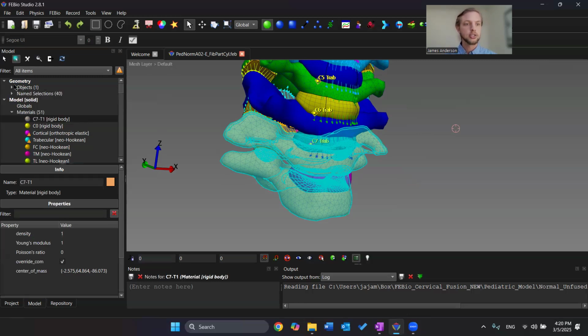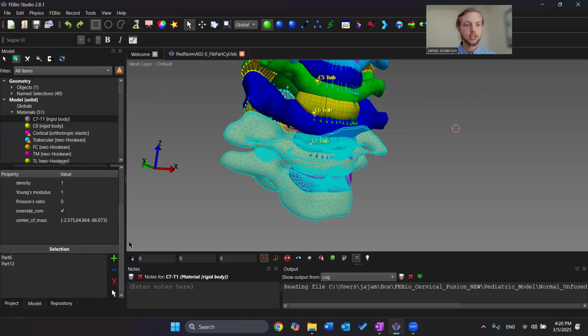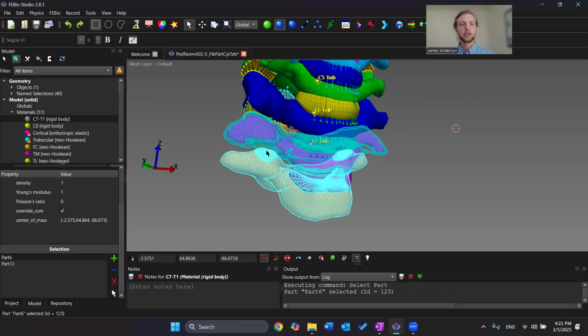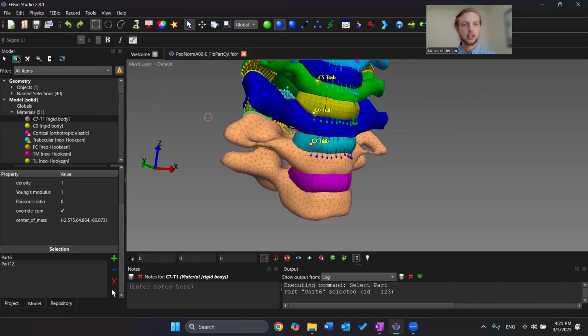And just to go back to objects, we could find what part they are. This is multiple parts that are defined as the same material definition, and that's listed right here, part 6 and part 12. So there's part 12 on the bottom, and here is part 6. It's still being highlighted, and I don't want that, so I'm going to deselect this button.